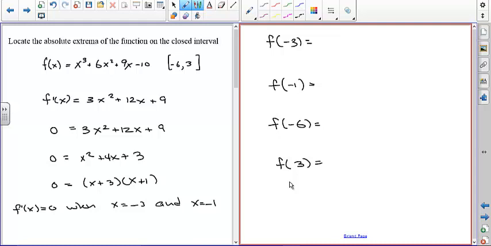Oh, you forgot your calculator? Oh, you can use mine then. Yep. Yeah, you can check with your neighbor, see if you got them right.